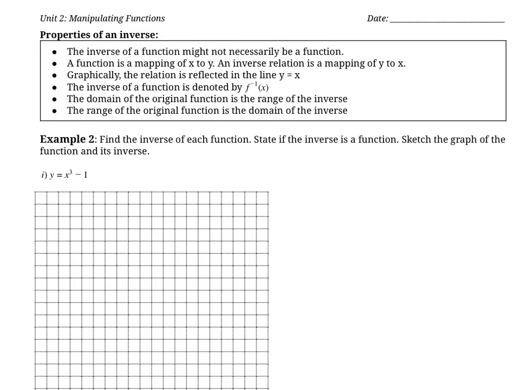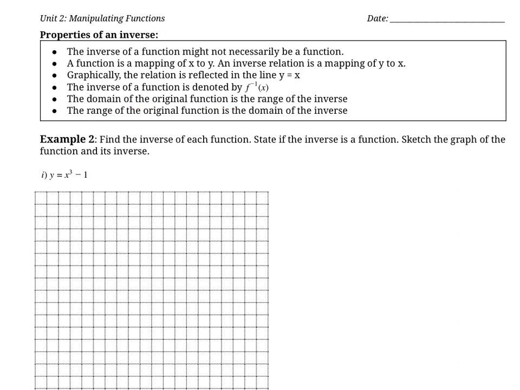So the important properties of an inverse are listed here on your page. As we saw in the last one, the inverse of a function might not be a function. A function is a mapping of x to y. We know that. You're just switching x and y. Graphically, the line is reflected in y equals x. The notation looks like that with a little -1, which again is not an exponent. It's just notation that tells us it's the inverse.